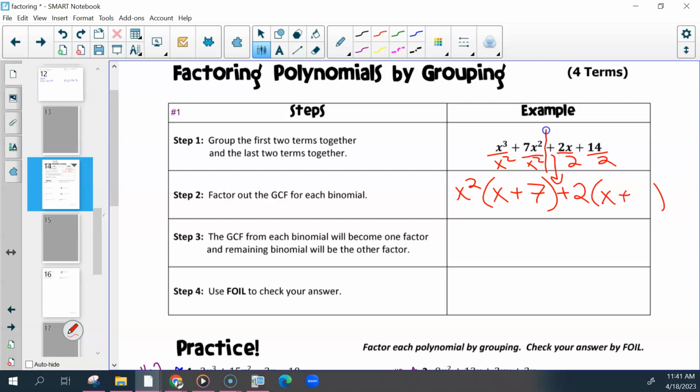X plus 7 again. Notice that the inside parentheses are the same. That's what you want. If that does not happen, you did something wrong, something's off. Those should always be the same. You could almost assume they're going to be the same, but don't, actually do the work. Right? If these 2 things are the same, that becomes one of your factors. Only write it once.